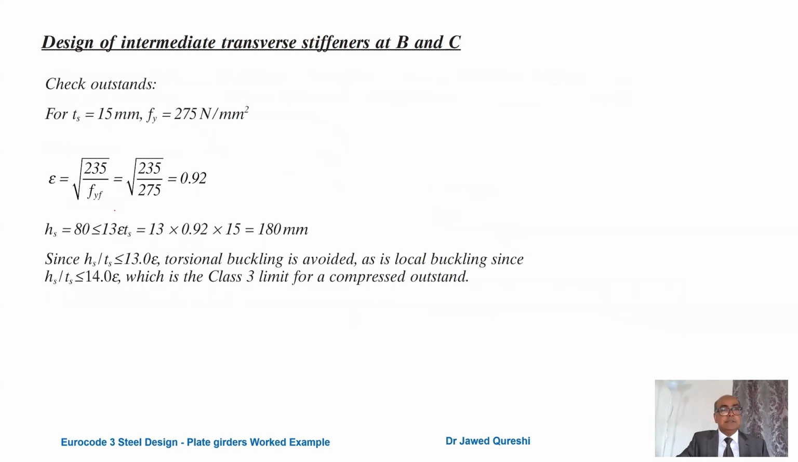First, let us check flange outstands. Let us check if HS over TS is less than or equal to 13 epsilon. So TS is 15, FY is 275, epsilon 0.92. So HS, which is 80, should be less than or equal to 13 epsilon TS. Epsilon is 0.92, which is 180. So 80 is less than 180. It means that no torsional buckling is happening and no local buckling is happening as well, because HS over TS is less than 14 epsilon, which is the limit for class 3.